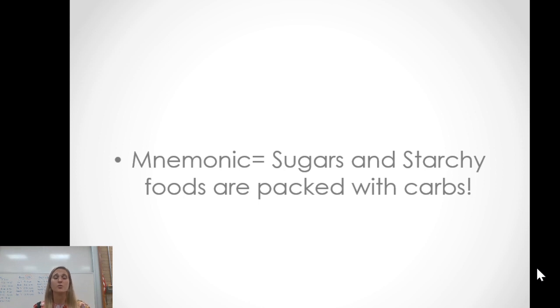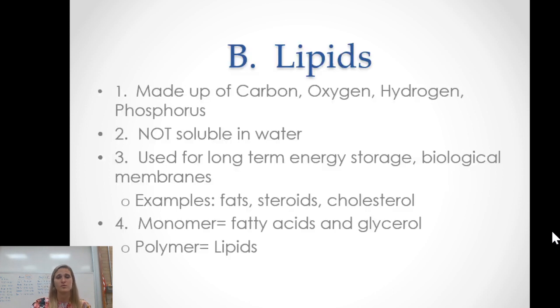And a mnemonic to remember what kind of foods go with carbs, like where can you get carbohydrates for your diet, is this. Sugars and starchy foods are packed with carbs. So if you can remember sugars and starchy foods are packed with carbs, you will remember that sugar and starch, pastas, breads, cereal, fruit, any kinds of sugars goes with carbohydrates, because you're going to need to know that for your test. What kinds of foods are examples of carbs?